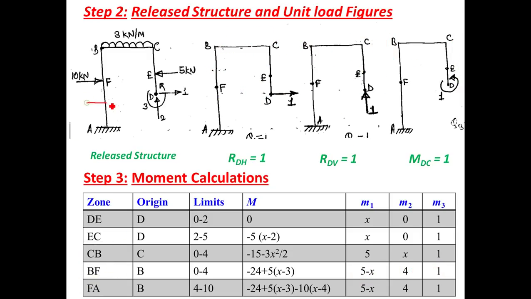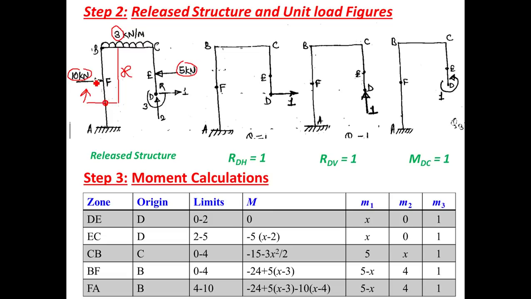So if you take a section in the F2A zone, in the release structure, origin is B, so x is measured from origin, so this distance is x. If you observe the upper portion of this section, there are 3 loading conditions. One is 10 kilonewton, then 3 kilonewton per meter UDL, and on the right column there is a 5 kilonewton force. So we have to take the moment of all three loading conditions at this point in the last zone. Now one by one.